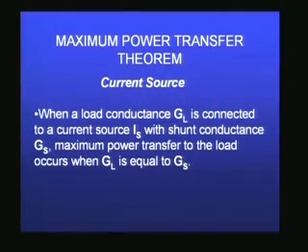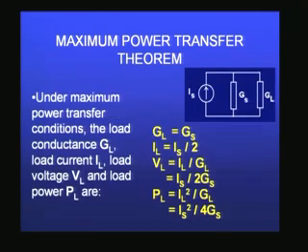Now maximum power transfer can also be looked at in terms of current sources. I took only the voltage sources, but you can also look at it in terms of current sources. I have shown a circuit here. I have a current source, and the current source has got an internal resistance which is represented here in conductance as Gs. Gs is source conductance. Source conductance is 1 by source resistance. You know that conductance is 1 by resistance. So it is nothing but 1 by Rs, and the load resistance is also represented by a load conductance GL, which is nothing but 1 by RL.